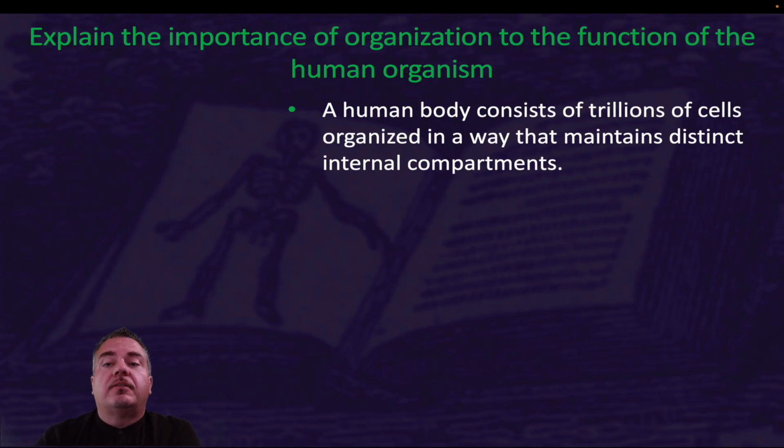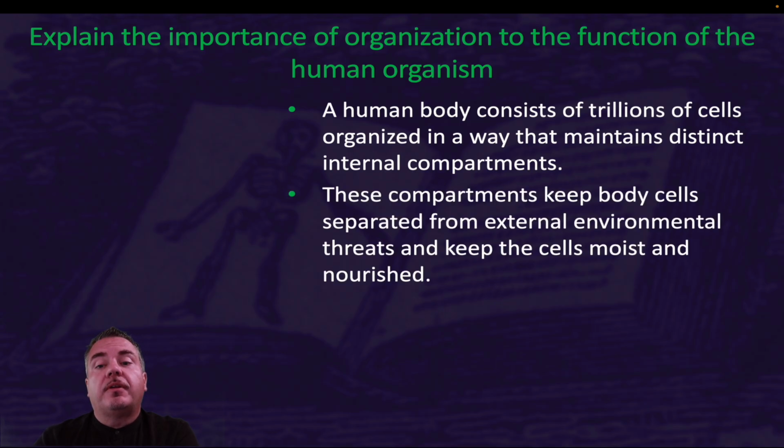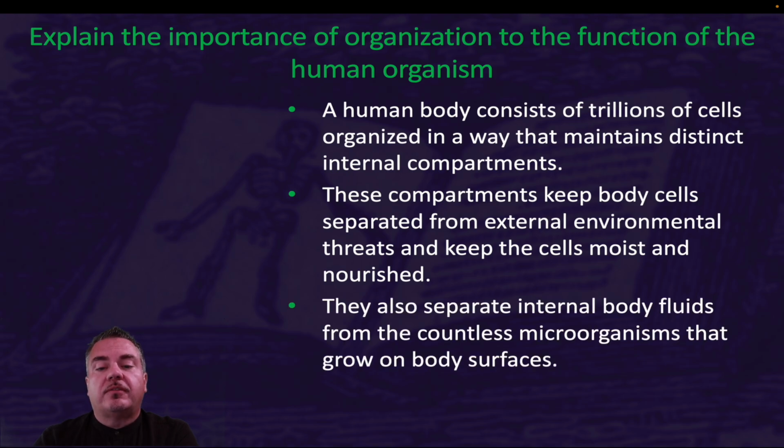The human body consists of trillions of cells organized in a way that maintains distinct internal compartments. These compartments keep body cells separated from external environmental threats and keep the cells moist and nourished. They also separate internal body fluids from the countless microorganisms that grow on body surfaces.